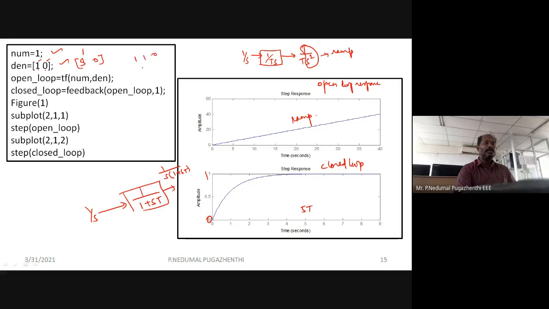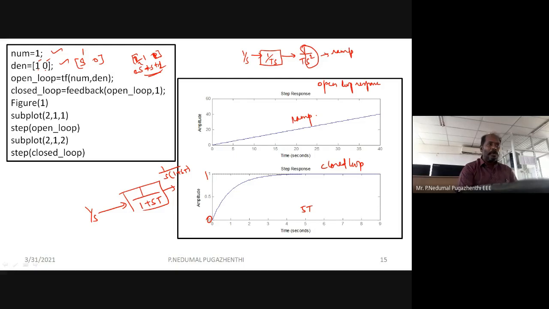If you put 1, 1, 0, it is going to be S squared plus S. Okay, 1, 1, 0 means that. The constant: if you put 1 here, it is going to be 1. If you put 2 here, it is going to be 2. With 2 here, it is going to be 2S squared plus S plus 1.